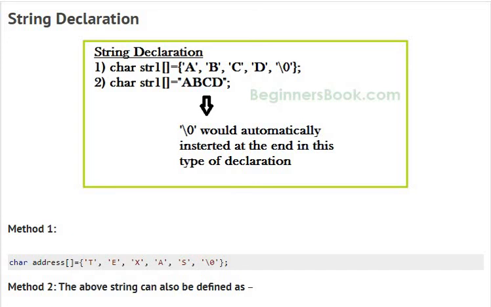Strings in C language: any string is a group of characters. It's nothing but a character array. The declaration of any string is just like your integer array declaration. Specify the data type and variable, and within square brackets, specify the size of the array.